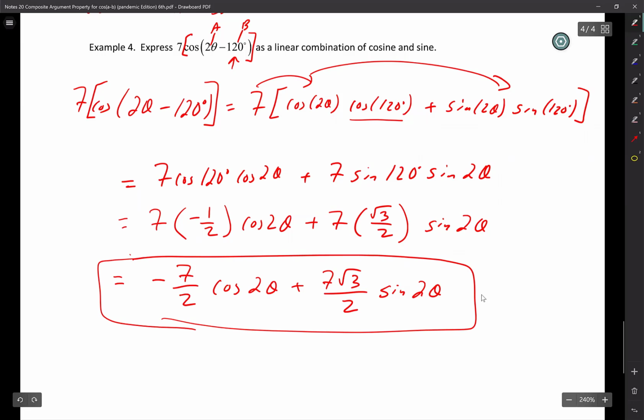If you graph this expression in degree mode and you graph this expression in degree mode, they would be the same. All right, let me get my tablet here in primary mode. So let me go back.